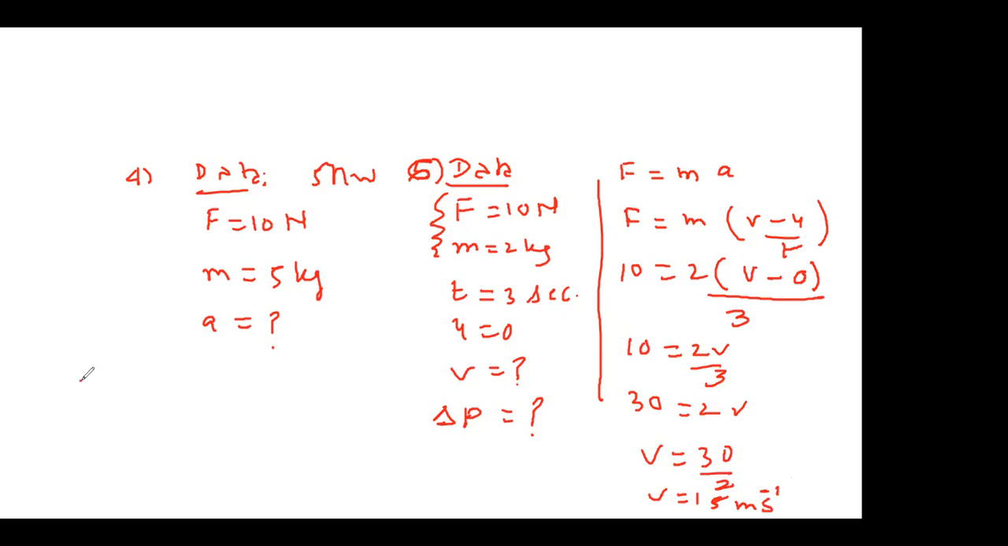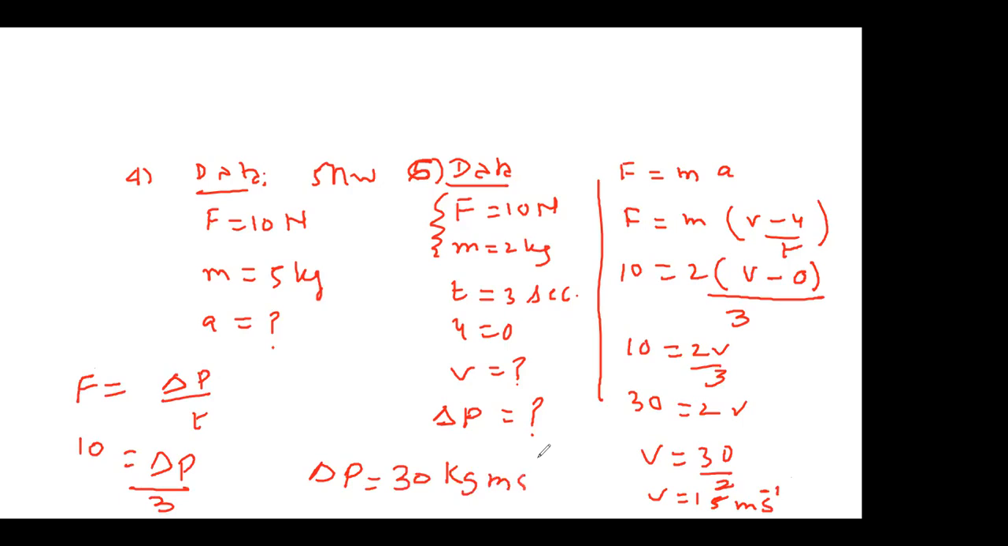Now, force is also defined as the rate of change of momentum. So 10 equals change in momentum upon 3. Therefore, change in momentum equals 30. The unit is kg meter per second. Very important, this unit part. The unit is 30 kg meter per second because it is mass into velocity. Solve now, fifth one.